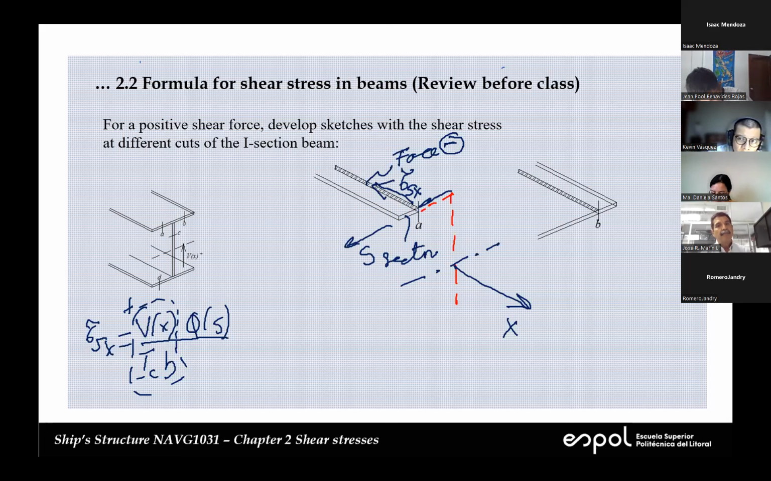Okay, AA. Now, people, be careful. If I ask you to draw tau XS on this face here, what will you draw, in the positive S or in the negative S? Anybody here? Tau Sx will be to the right or to the left? Anybody, please.